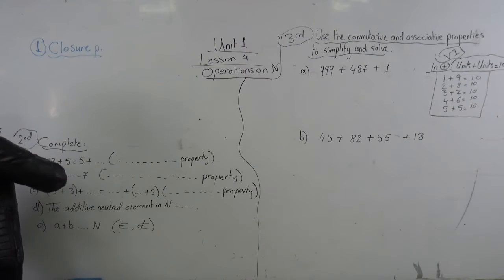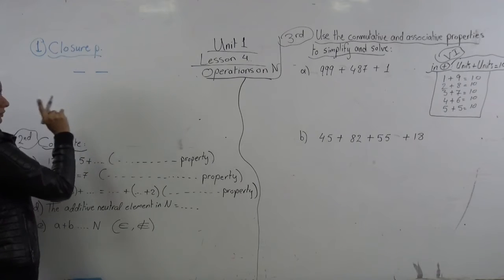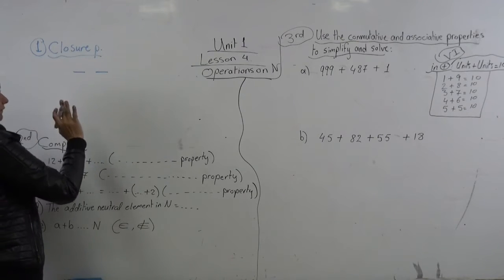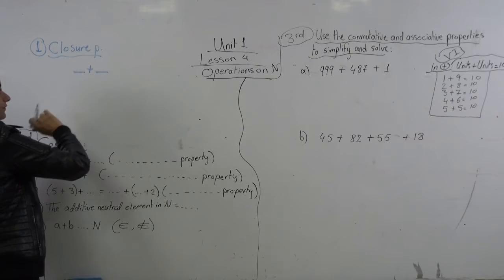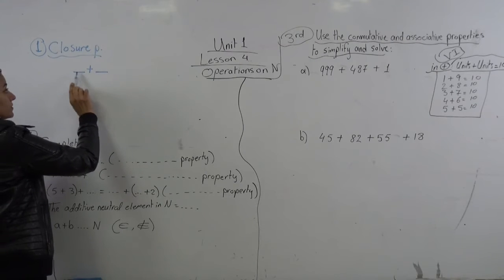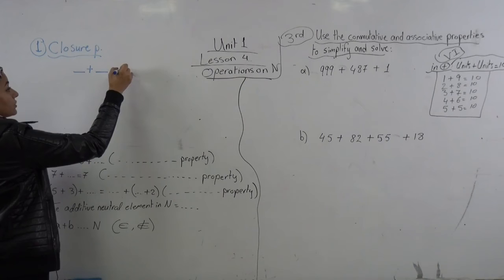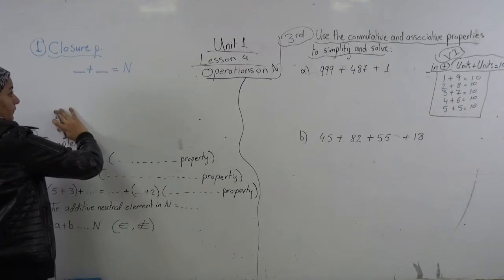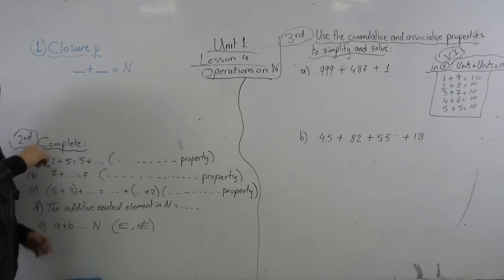Closure property means that if you have any 2 natural numbers, only natural numbers, no decimals, no negatives, and you are going to add them, before we calculate the answer, if these 2 numbers that you are adding are natural, so the answer will be a natural number also. So that means that addition of natural numbers is always possible.